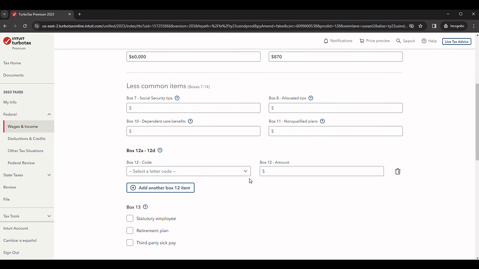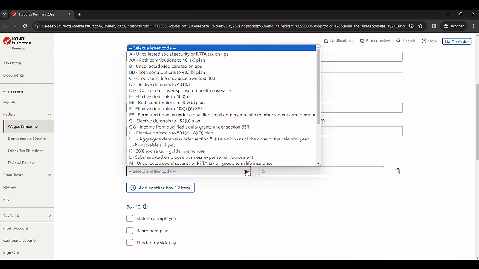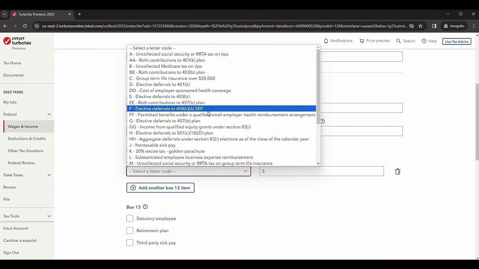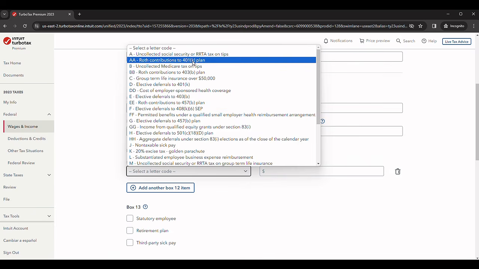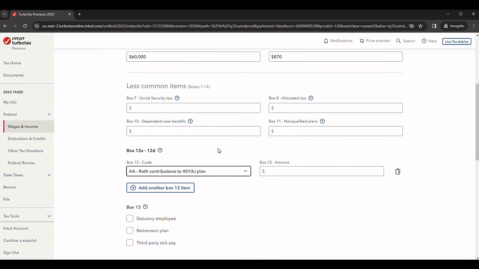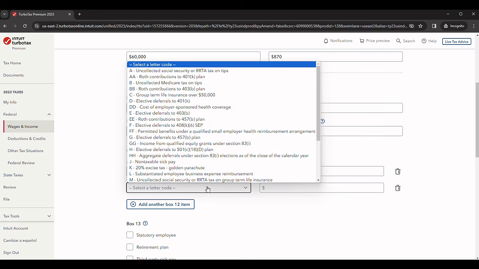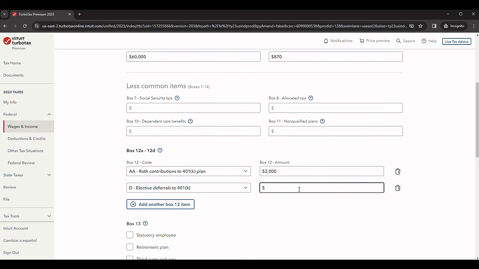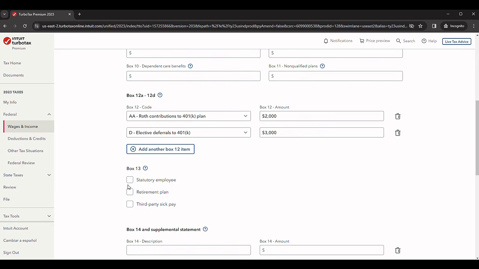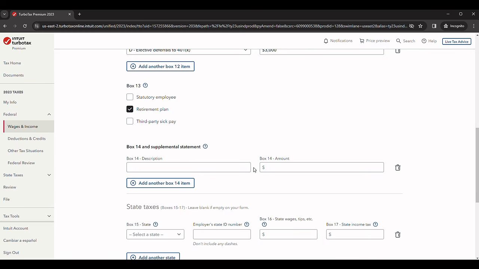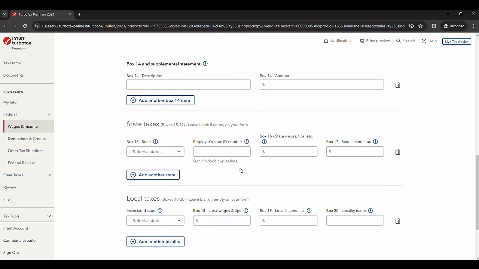So here, don't overlook this. Box code 12, look at your box 12. Just input whatever's applicable. So let's just say you put money into a Roth 401k, and let's just say I put in $2,000. And if you need more lines, let's just say I put money into a 401k as well. I think that's D. So it's D. And let's just say you put $3,000 into a 401k. And then click whatever's here, retirement plan for us. And if you have anything here, please input it.